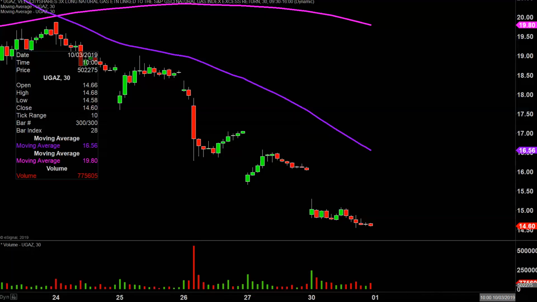Real quick, what do I mean by 30-minute in case maybe you're new to charts? Instead of each one of these candlesticks here representing one day's worth of price action, which is what you would normally see, each one represents 30 minutes. So this here may look like several days' worth of time. It's actually today's price action broken down into 30-minute time slices.